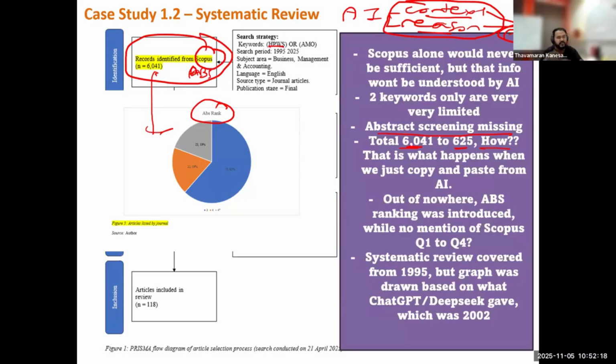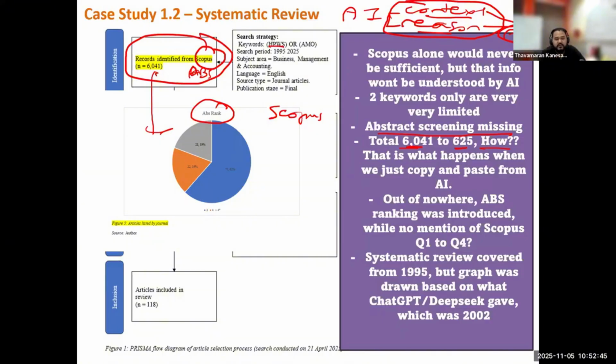Other than that, you cannot use it, because why? Scopus already got its ranking. Okay, what is Scopus ranking? Can anyone tell me? How do Scopus rank its journals? Anyone have the knowledge here? How does Scopus rank its journals?